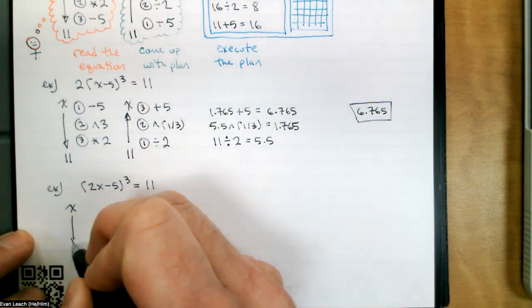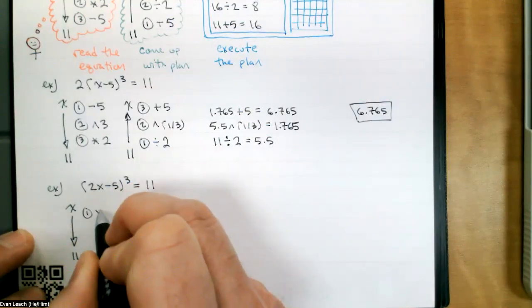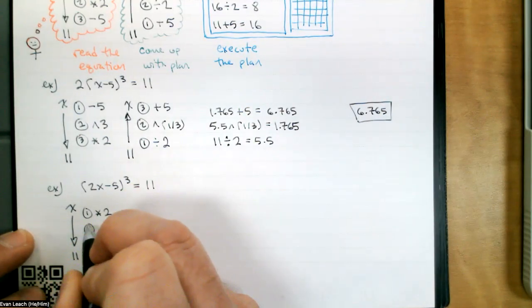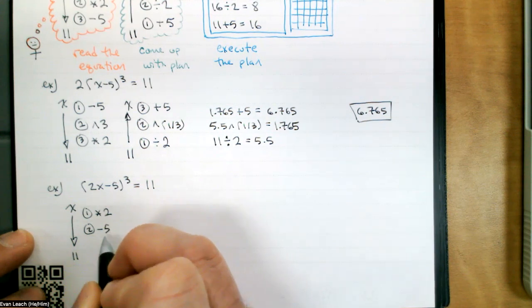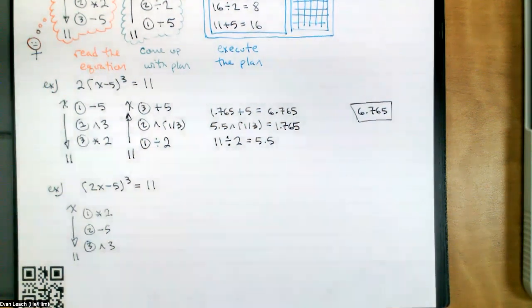Let's read what's going on. First, x gets multiplied by 2. Second, we subtract 5. And third, we raise to the 3rd power. That's what turned x into 11. Whatever we started with, first we multiply by 2, then we subtract 5 because multiplication goes before addition. And then we'll take the result and raise that to the 3rd power because the parentheses told us to wait on that 3rd power.